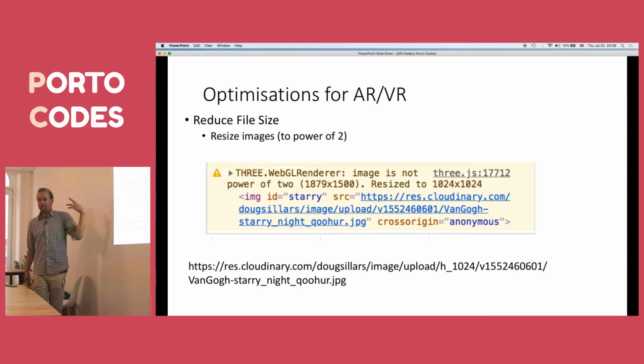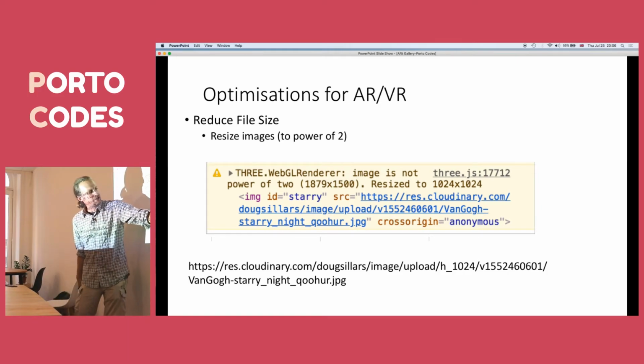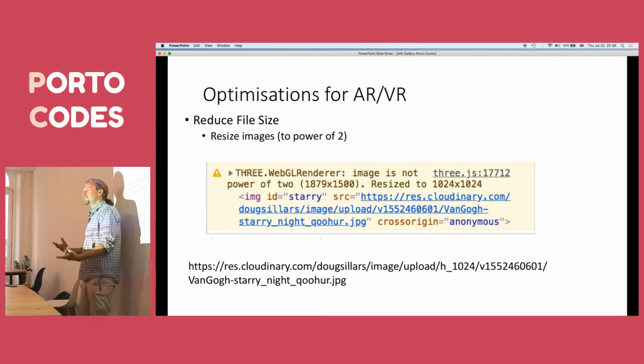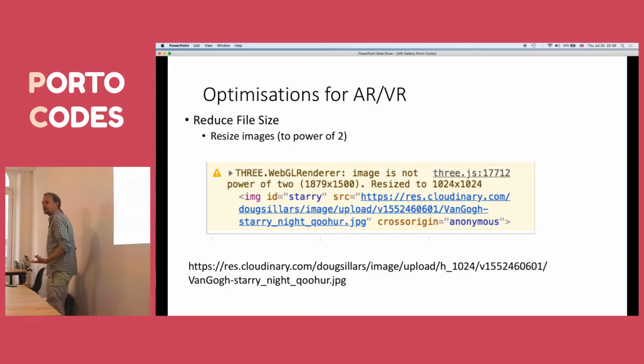When I upload this image to Cloudinary, it gives me a URL and I can change parameters in there. By doing this, it makes it 1024 high. So now the image is the right size.